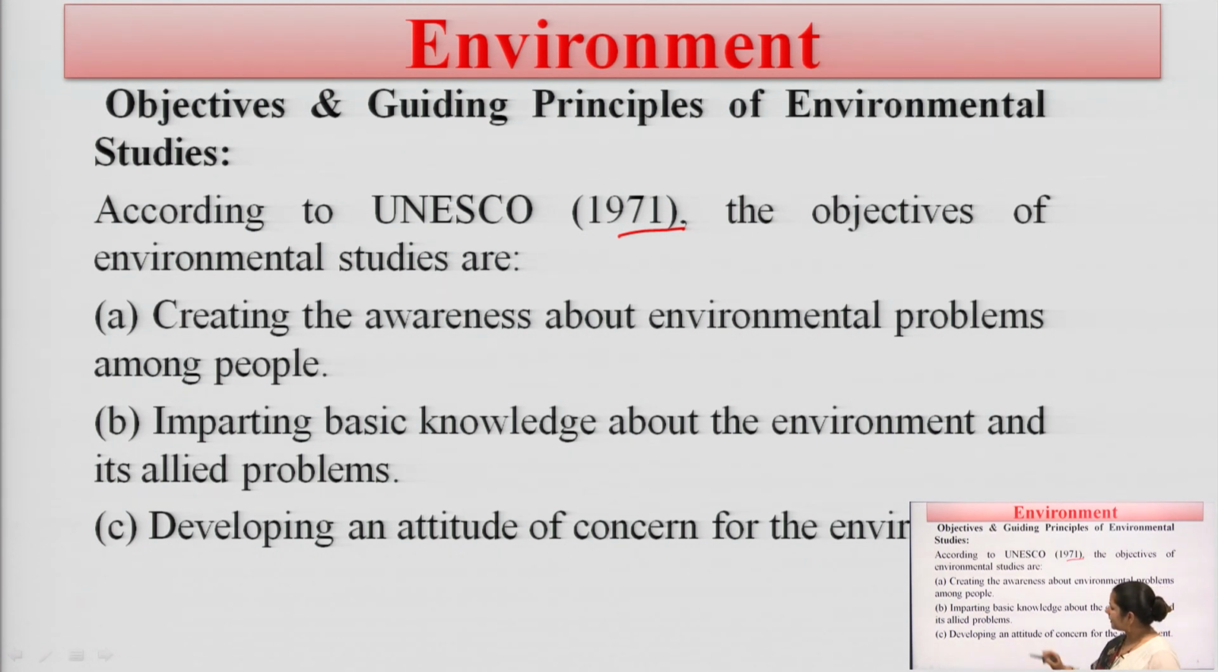Now, the second part is imparting basic knowledge about the environment and its allied problems. We have to impart the basic education, how we are going to solve the environmental problem. We have to impart the education, we have to impart the knowledge to our coming generation. We have to give them the knowledge how we are going to solve all these problems. This is also our objective. Now, the third one is developing an attitude of concern for the environment. We have to be concerned, we have to protect our environment from degradation.